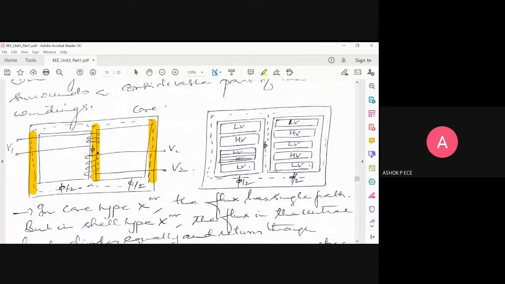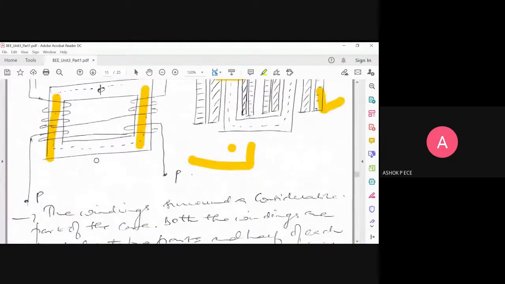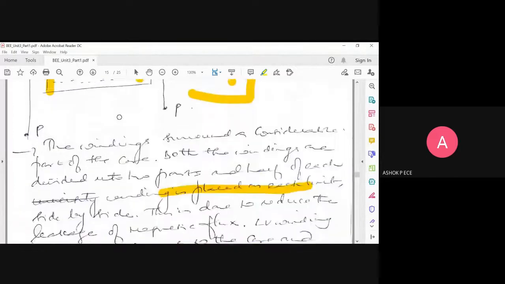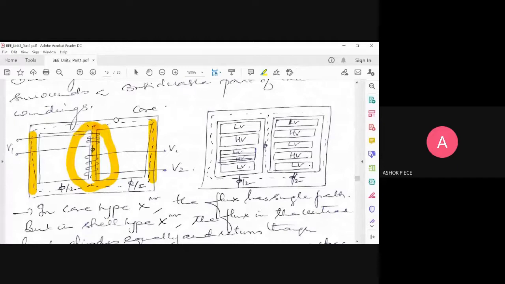Since you have both the windings in a single limb, the total flux will be available only in that single limb. Only in this limb will you have the total flux, and that will split into φ/2 and φ/2 across the other two limbs. In the previous case, the total flux is φ and it is not going to split anywhere. But since out of the three limbs you are using only one, the total flux in the central limb is going to be φ, and this flux divides equally into φ/2 and φ/2 and is available in the other two limbs also.